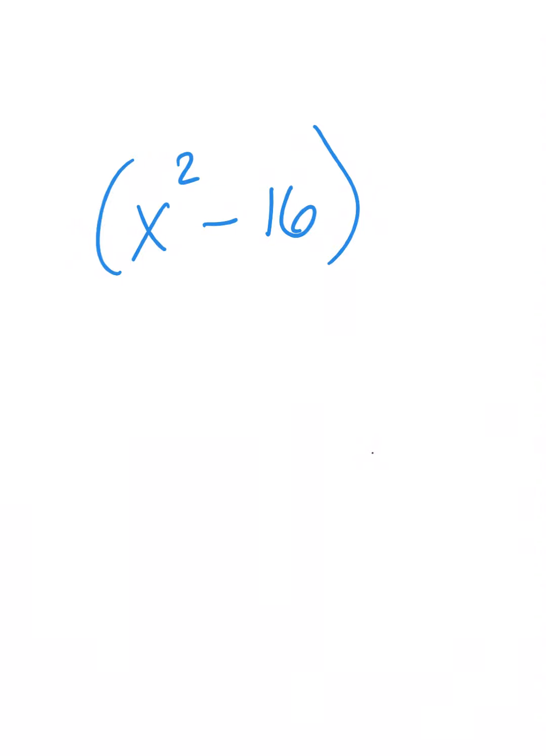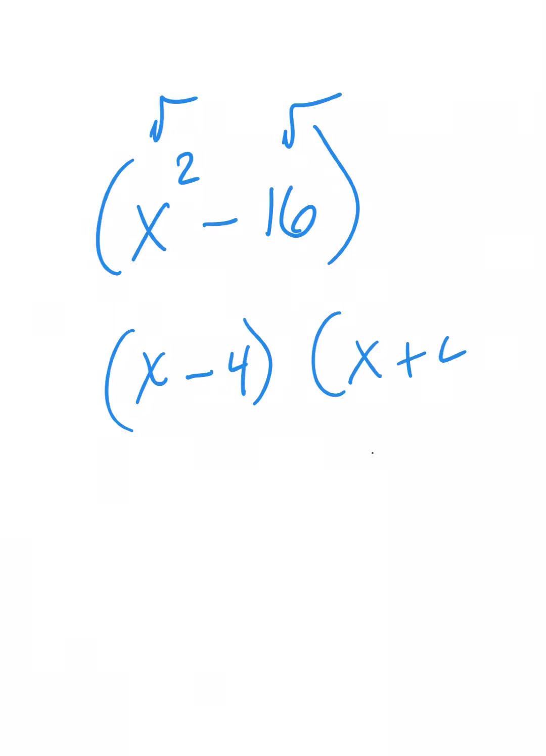Everything in this equation can be square rooted, then you can factor it with difference of two squares. And so I say, okay, what's the square root of x squared? It's x. What's the square root of 16? It's plus or minus 4. So you would factor this as x plus 4 and x minus 4.